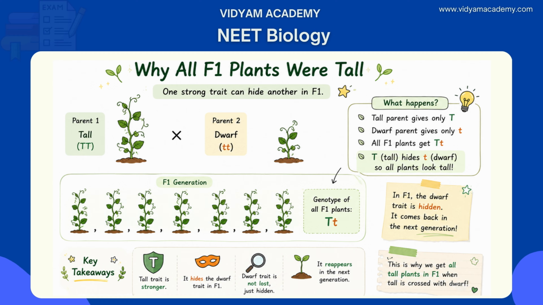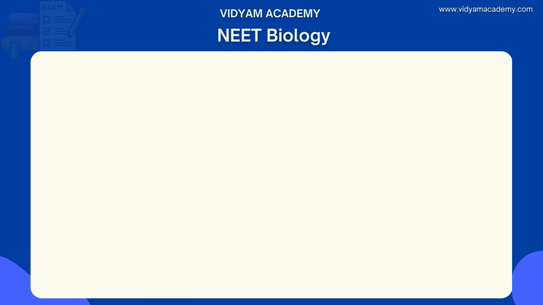When two contrasting alleles coexist in a hybrid, only the dominant one expresses itself and the recessive one is completely hidden. The dwarf trait was not lost, it was merely suppressed. Proof came in F2 when the recessive dwarf character reappeared. This result also disproved blending inheritance, which had predicted intermediate height. That's why all F1 plants were tall, demonstrating Mendel's law of dominance. Let's move to question number 3.